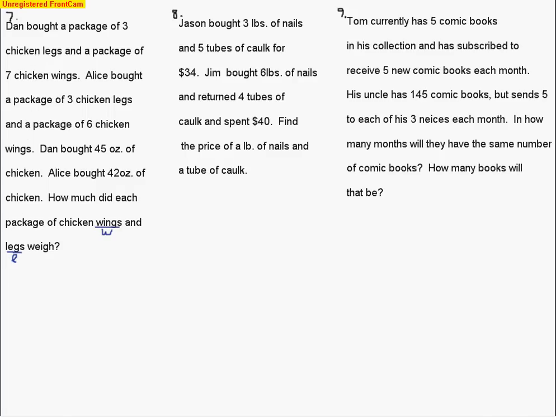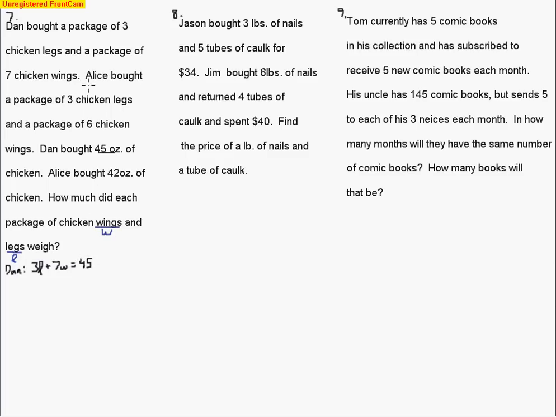And I consider these value equations, even though we don't have a value of money, we're thinking of it as a value of weight. And so here we've got Dan's equation. Let's write his first, since his name came up first. And it was 3 packages of legs. So we know there are 3 packages of legs. We just don't know how much the legs weigh, and that's our unknown there, L. And we have 7 packages of wings, so 7 times the weight of 1 package, W. And his entire package weighed 45 ounces, so it equals 45.